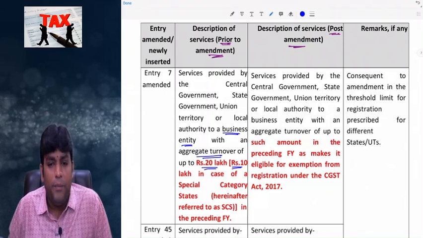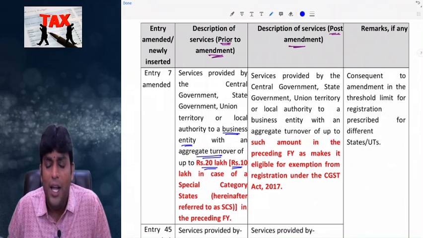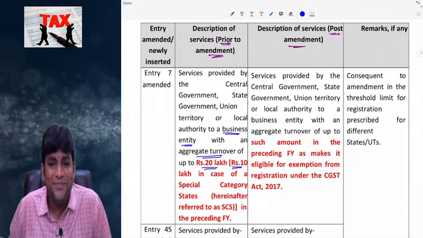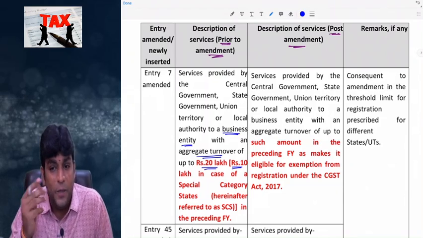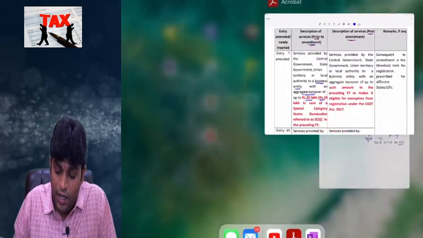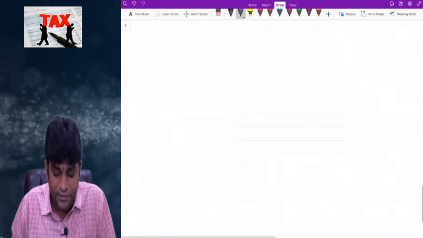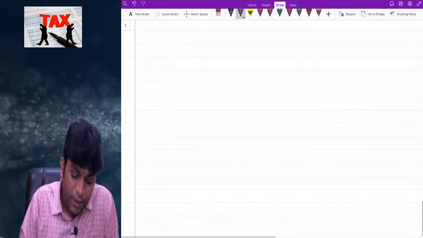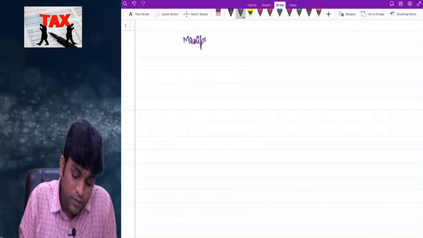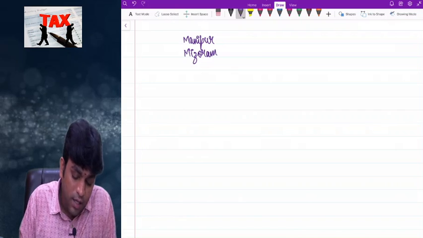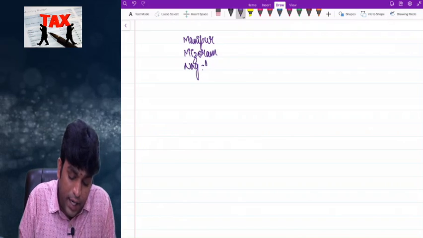Of course, for Manipur, Mizoram, Nagaland, Tripura, the limit is only 20 lakhs. I mean, Manipur, Mizoram, Nagaland, Tripura, it is only 10 lakhs. They are special category states. So let me make you recollect, sir. Please, come on. So what we do is, Manipur. I'm telling this concept because this concept will come at the back of us again and again.